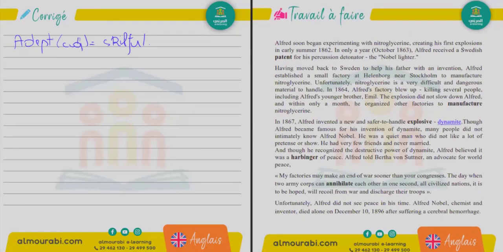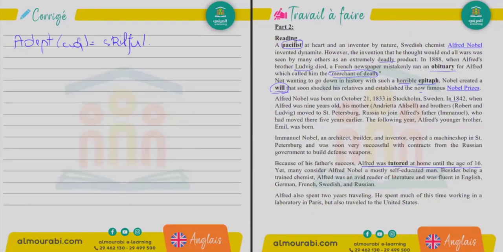We come back to our paragraph here. Would you, Yassine, continue reading your paragraph? Yet many consider Alfred Nobel almost a self-educated man.